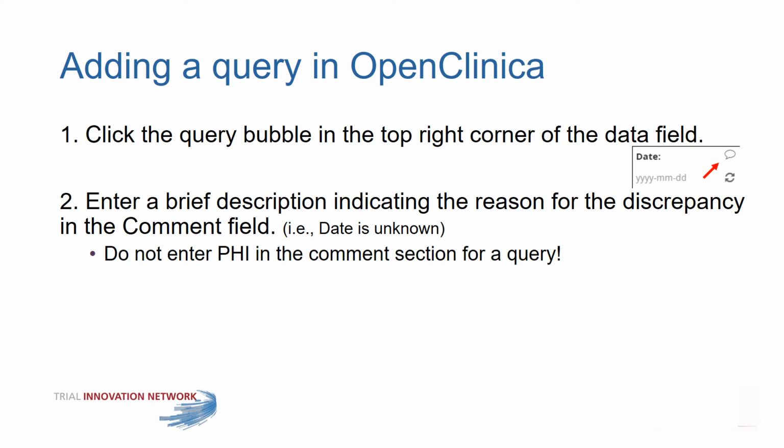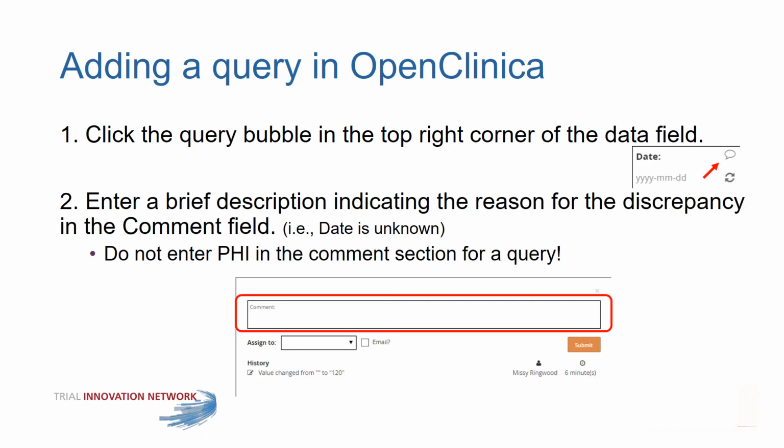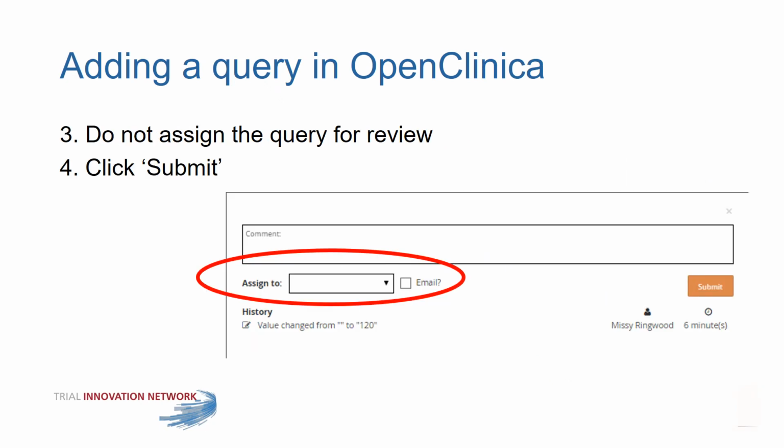Click the query bubble in the top right corner of the data field. Each data field has one. Enter a description in the comment field indicating the reason for the discrepancy. Reminder, do not enter PHI in this field. Skip the Assign To and Email fields. You do not need to assign them. Click Submit.